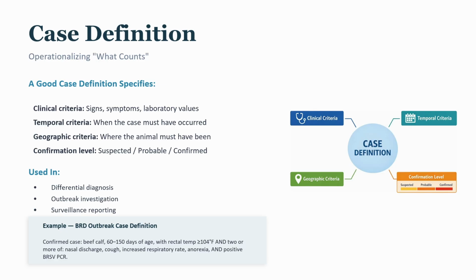The specificity of the case definition directly affects what you find. A broad case definition captures more cases but includes more false positives, lower specificity. A narrow case definition misses some true cases but is more precise about the ones it does capture, higher specificity. Choosing the right balance depends on the purpose.